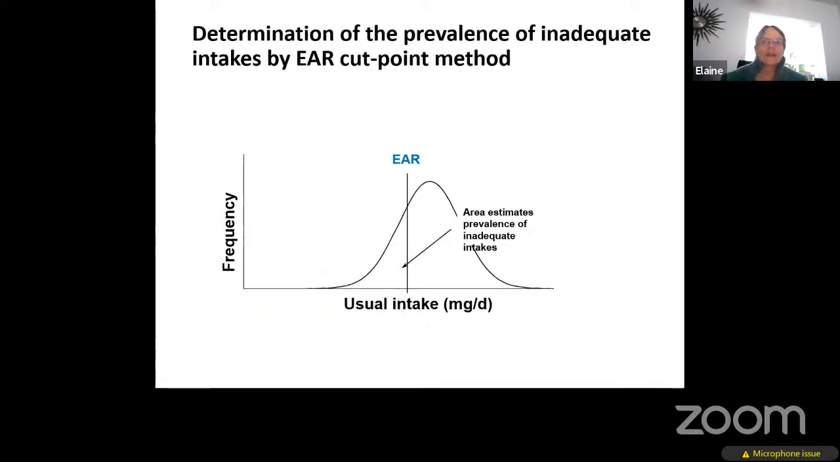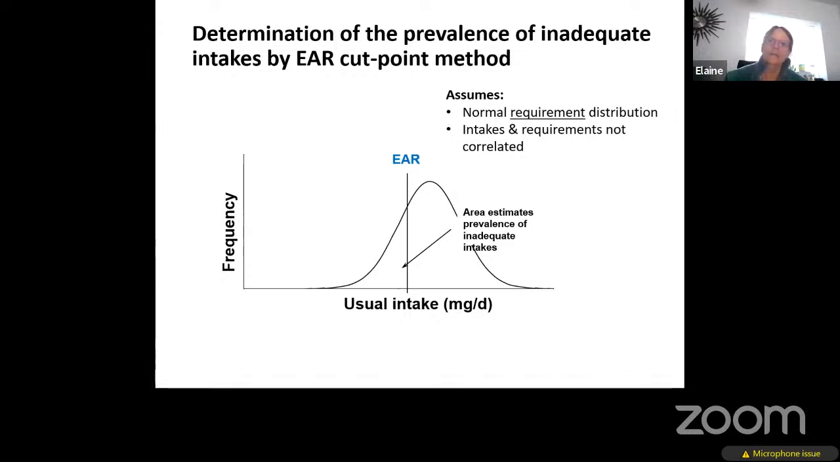So if we're using the EAR cut point approach, what you do is look at the usual intake of the population. And what it does is look at the percentage of the individuals in that population whose nutrient intakes lie below the estimated average requirement. And just to remind you, that estimated average requirement is the amount needed that will meet the needs of 50% of the population. So half the population's requirements will be above and half will be below. And so the EAR cut point says we can get a population estimate by looking at the percentage of the population below the EAR.